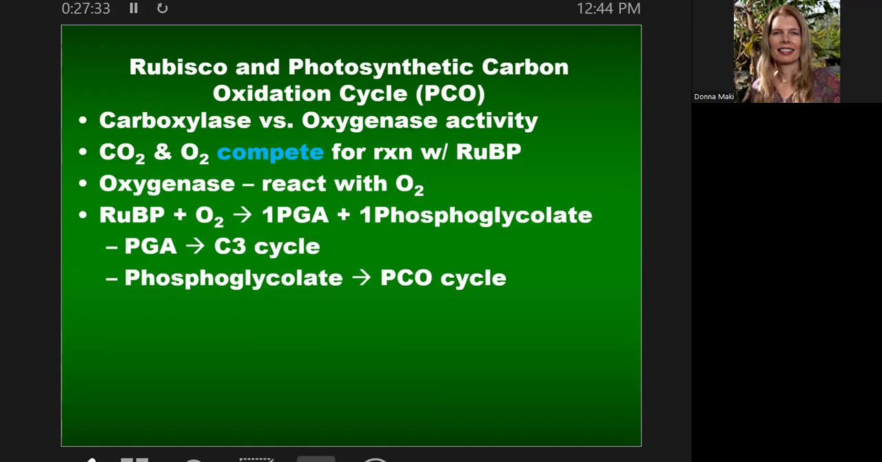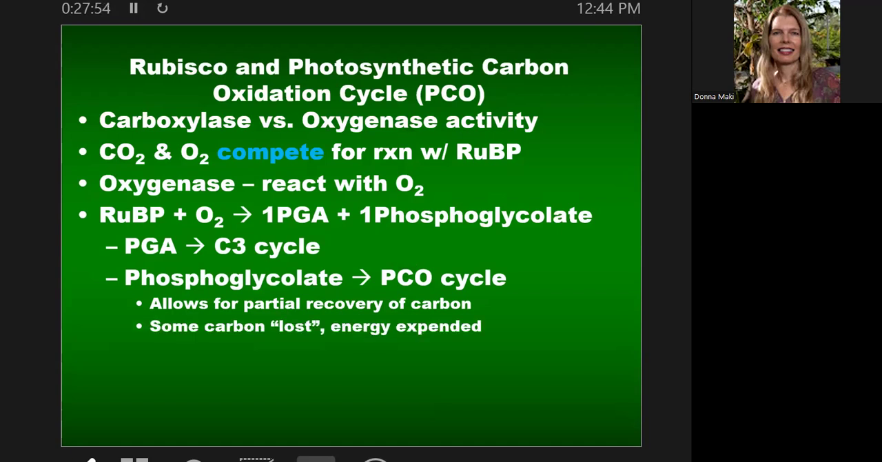Now, when you look at the PCO cycle, you do get some benefit from it. You get what they call a partial recovery of some carbon. Is that oxygen just left over from the photo? Yeah, it can be from that. Sure, from the light reactions, especially since it's getting produced right there in the chloroplast. So they say there's partial recovery of carbon, and I'll explain what that means. And then they say some carbon is lost. I'll explain more when we look at the visual of it.